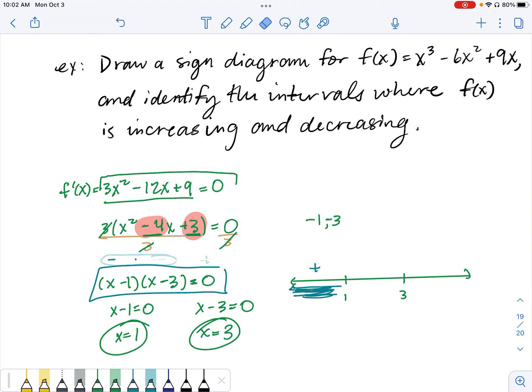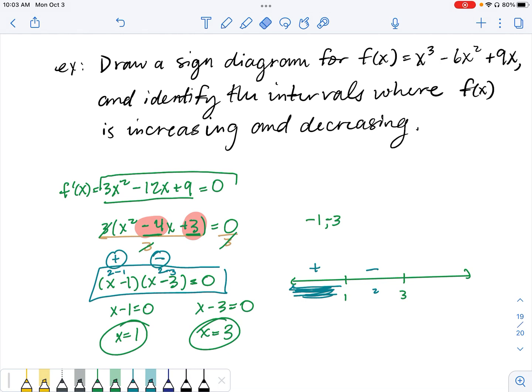Now I'm going to choose a number between 1 and 3, and let's just take 2, for example. Put in 2 for x here, 2 minus 1, that'll give me a positive number every time. Any number greater than 1 is going to give me a positive number in that factor. Here, if I have 2, so it's greater than 1 but less than 3, that's always going to give me a negative number. And a positive times a negative is a negative. So on my number line, I put a negative in that interval between 1 and 3.